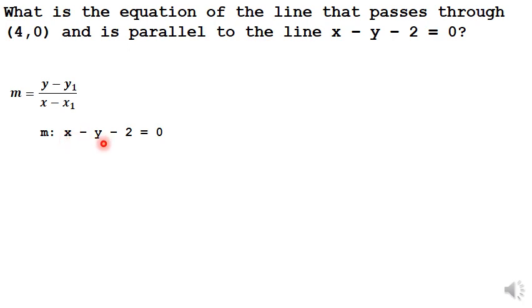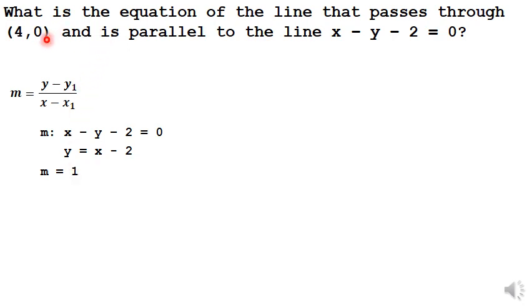In order to determine the slope of this line, we rearrange this equation to slope-intercept form. We write the y on the left side and the rest of the values on the right. So we have x here and we have plus 2 here. It must be plus 2. Now from here, the coefficient of x represents the slope of the line, and that is equal to 1.